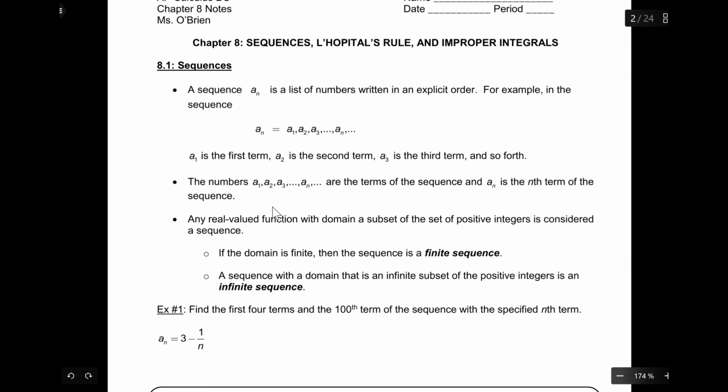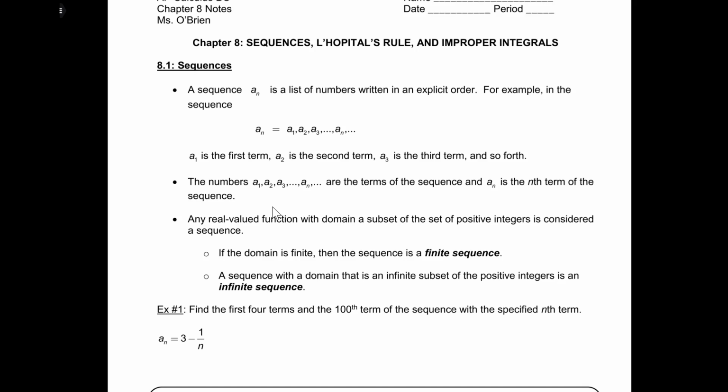Alright, chapter 8: sequences, L'Hopital, and improper integrals. We already covered part of this. So some of this is review, because I believe you ended with chapter 8 last year, or chapter 9? I don't know. Anyway, part of this is review, part of this is new. This is chapter 8. Welcome to BC.